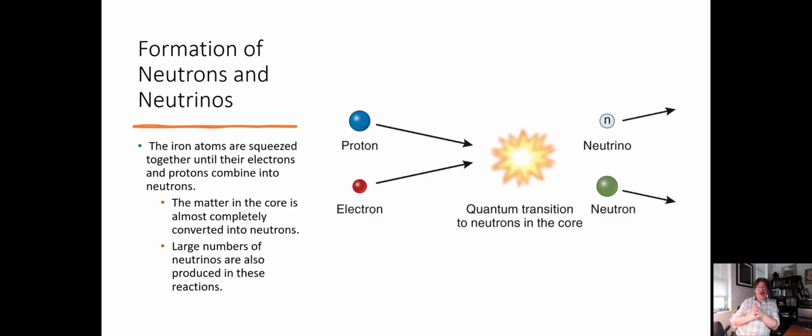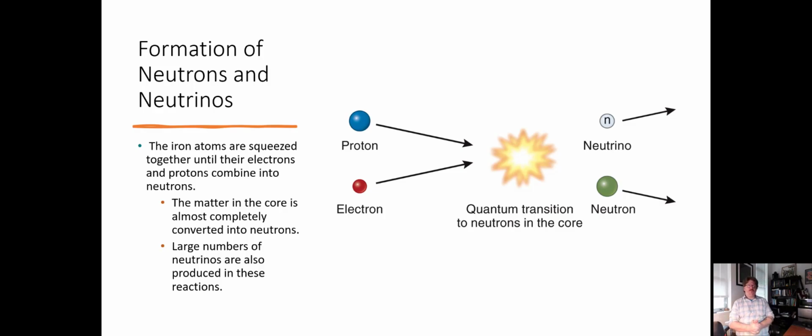So how does this happen? This is sufficient that the core basically just runs past electron degeneracy pressure. So how does that happen? If the mass is sufficiently low enough, it can get to a stage where it can be supported through neutron degeneracy pressure.